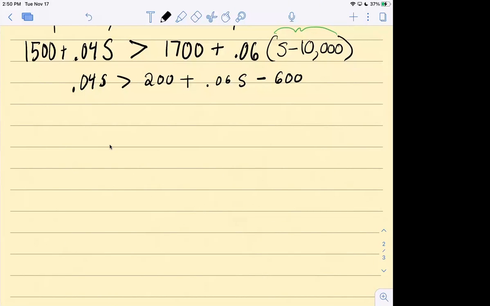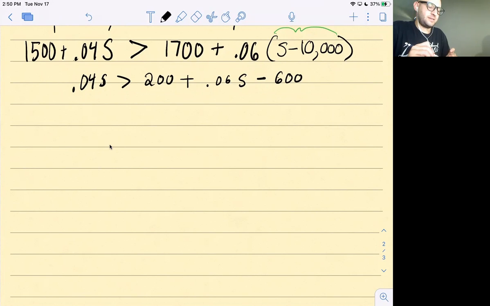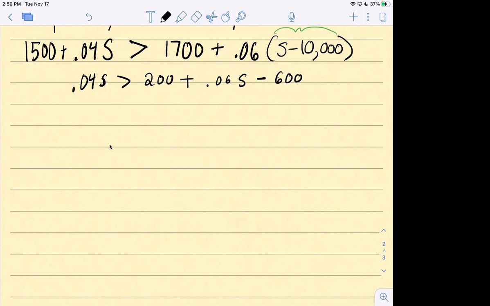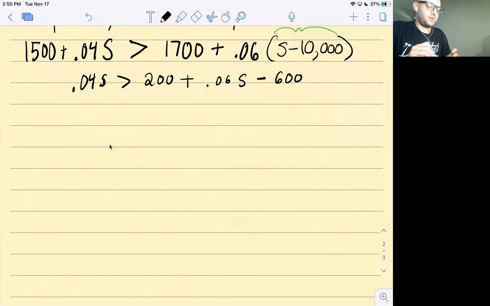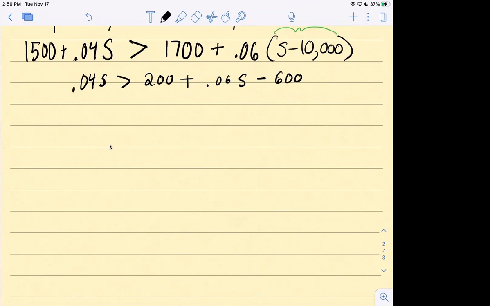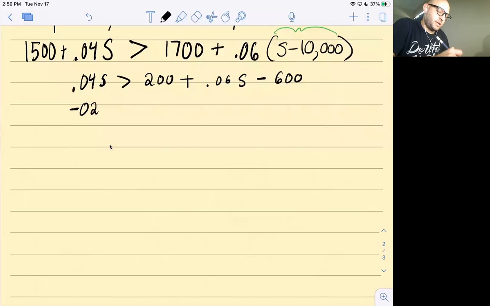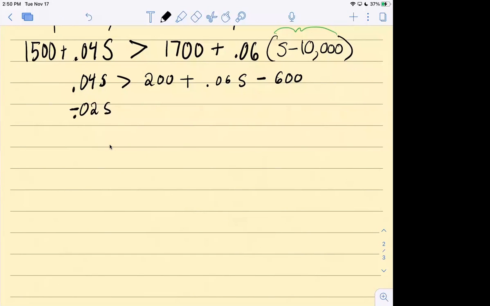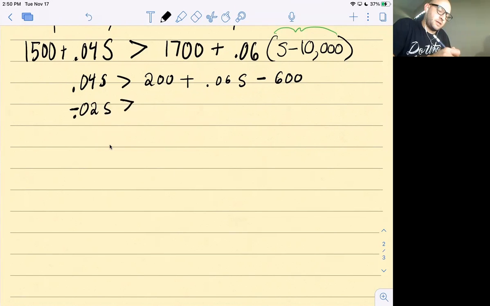And then did you get negative 400 because of 200 minus 600? Uh-huh. And then I accidentally added the 0.02 instead of subtracting it. Nice. So if you subtract it, you get negative 0.02s is greater than negative 400. Awesome. Good job catching your mistake. Sometimes just redoing a problem from scratch can help you catch the mistake.